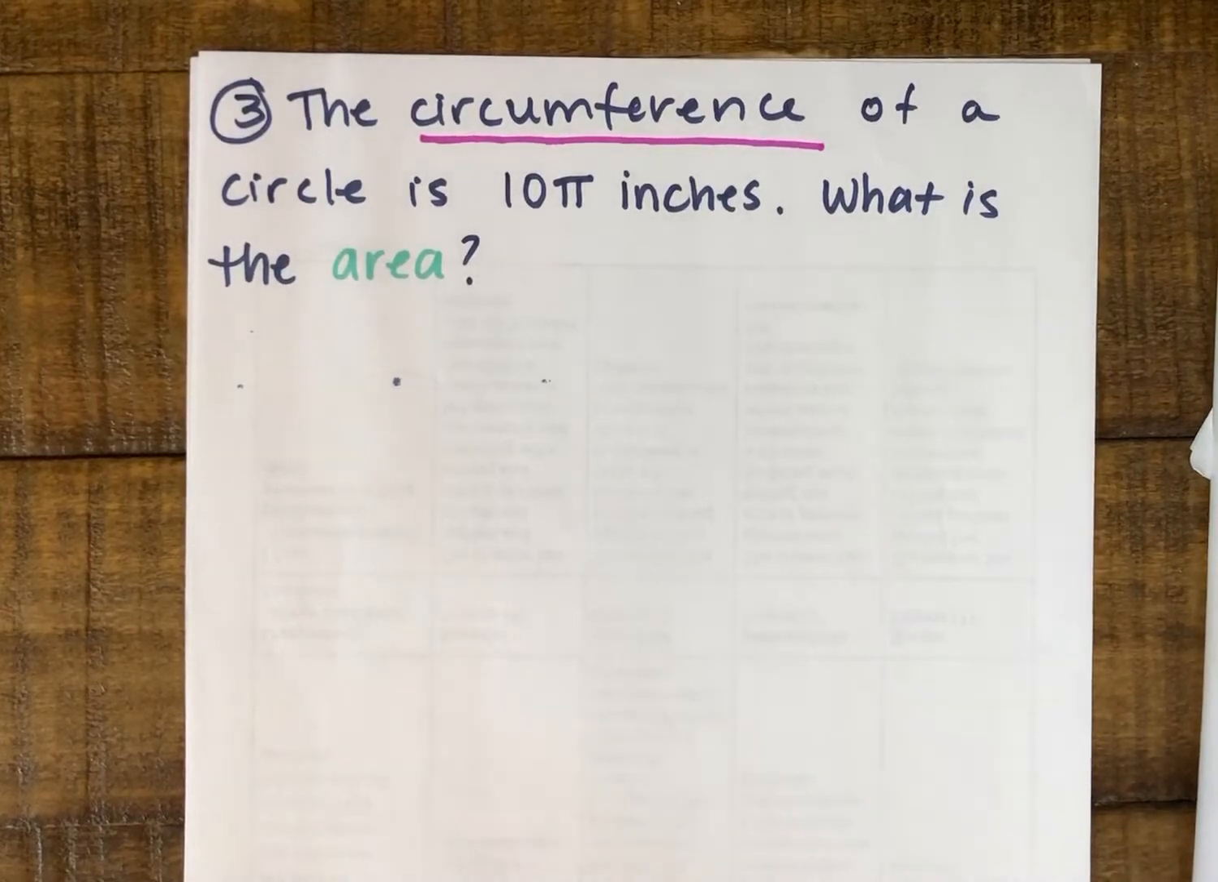The last problem says the circumference of a circle is 10 pi inches. What is the area?